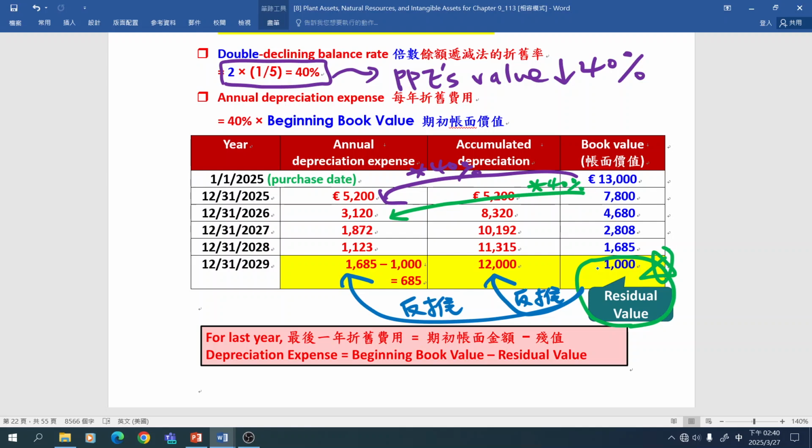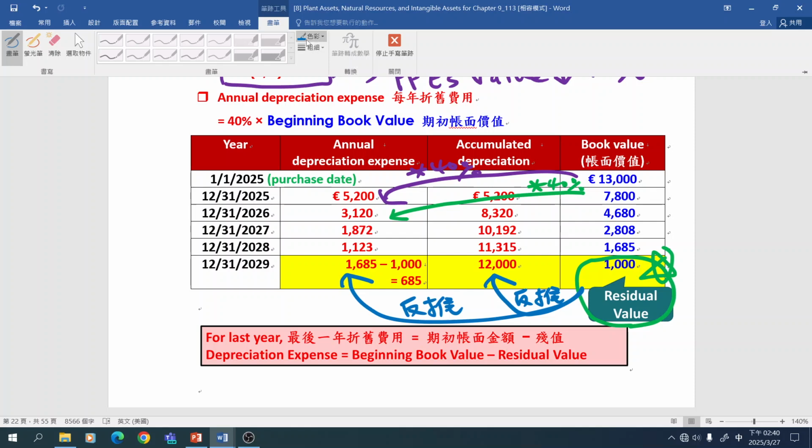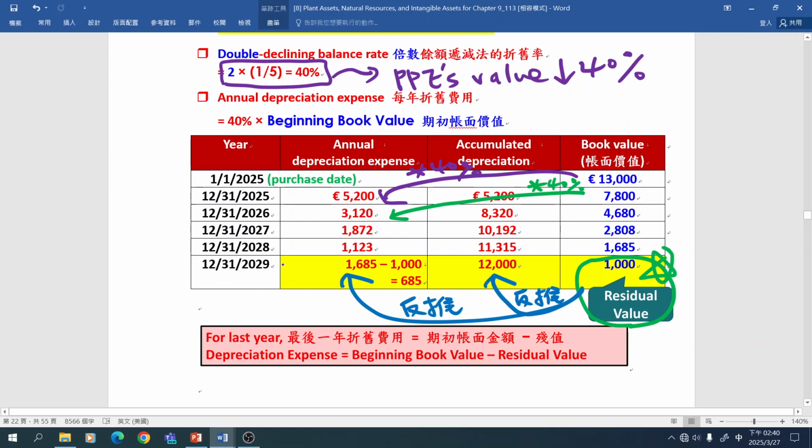So did you find out? In the previous year, 2028, you had a book value of 1,628. But last year, only 1,000. So what does it mean? We expect the value to decrease 685. Okay? So compare 2028 and 2029. You will note how much your value decreases. 2028 compared to 2029, you know the value decrease is 685.